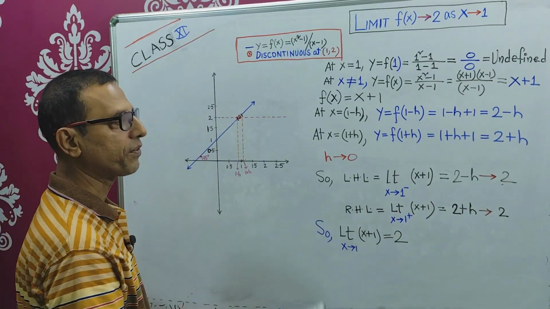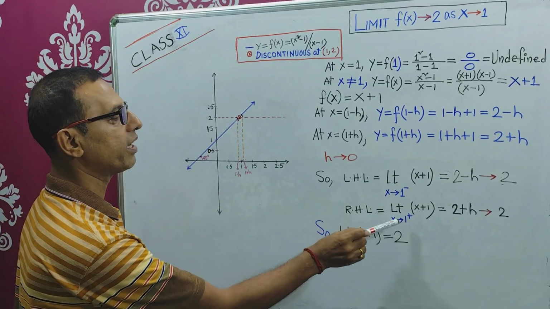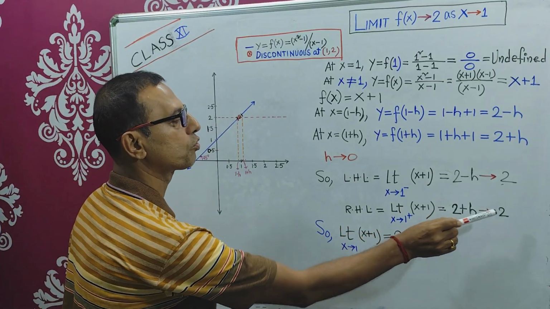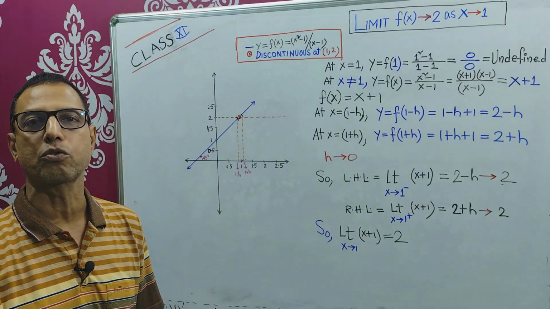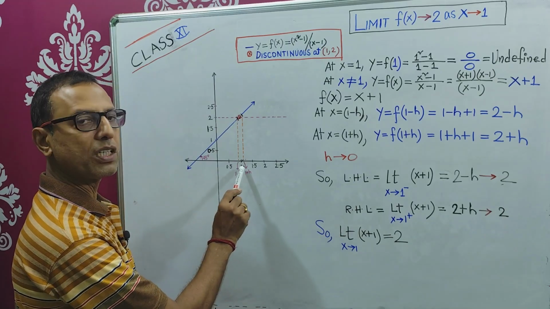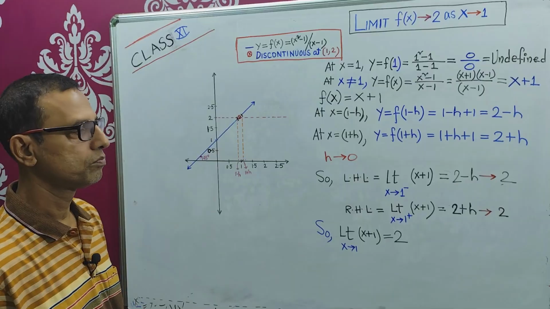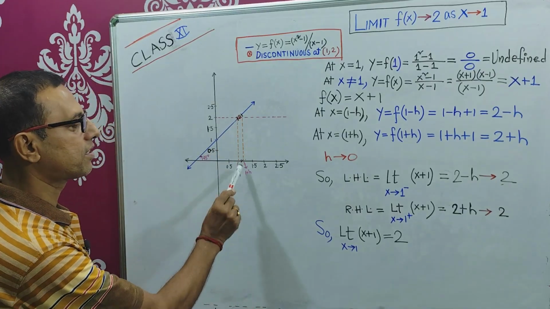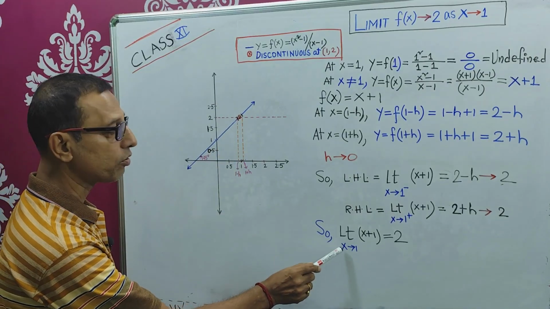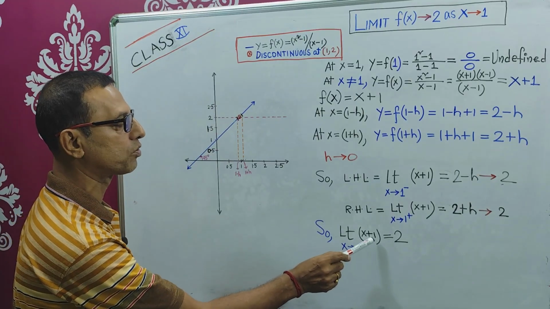This is called the left hand limit. For the right side point, it is called the right hand limit. When approaching from the right, it also approaches 2 because it is 2 plus h and h tends to 0. That means the left hand limit and the right hand limit at x equals 1 are equal, each equal to 2. That means the limit exists at x equals 1. So I can write limit as x tends to 1 of (x plus 1) equals 2.